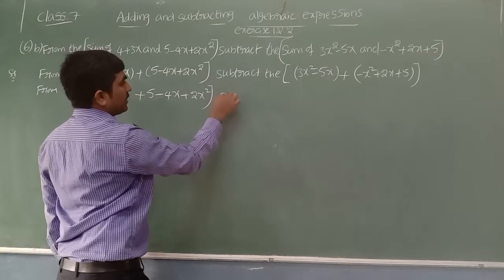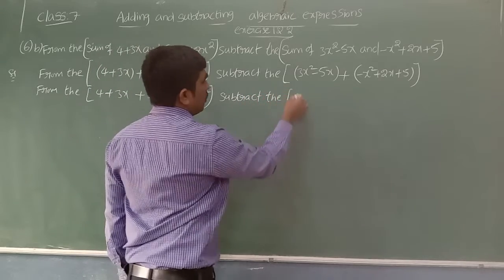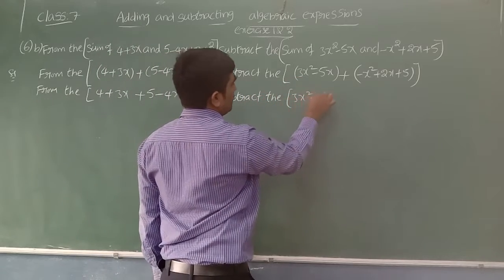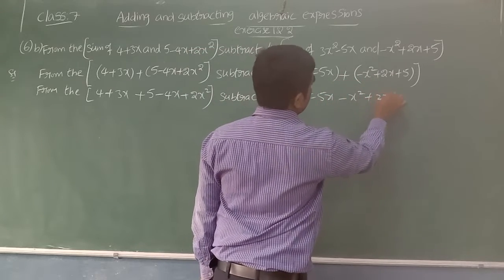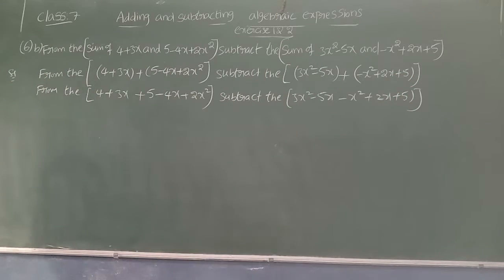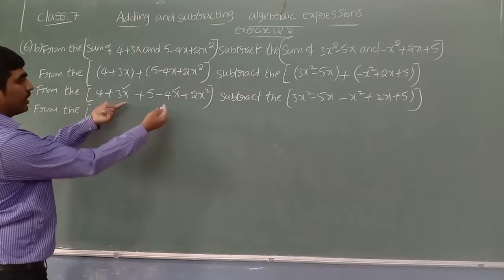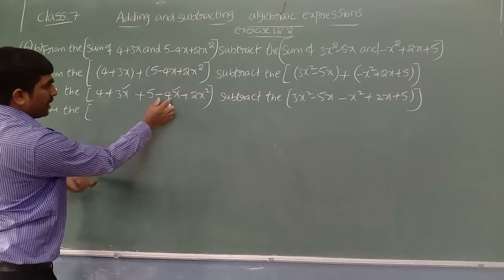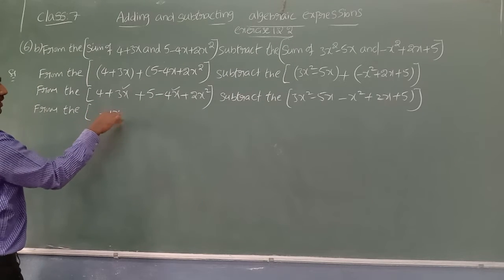Now subtract, open the bracket. Before it, there is no symbol here: 3x square minus 5x, plus into minus, minus x square, plus into plus, plus 2x, plus into plus, plus 5. Now we'll write the like terms together and simplify. Simplify the like terms, here you can see plus 3x minus 4x. Both are like terms. Simplify the coefficients: plus 3 minus 4, which gives minus 1x.